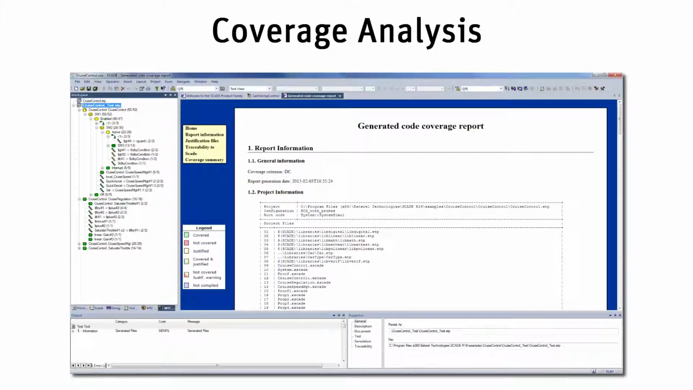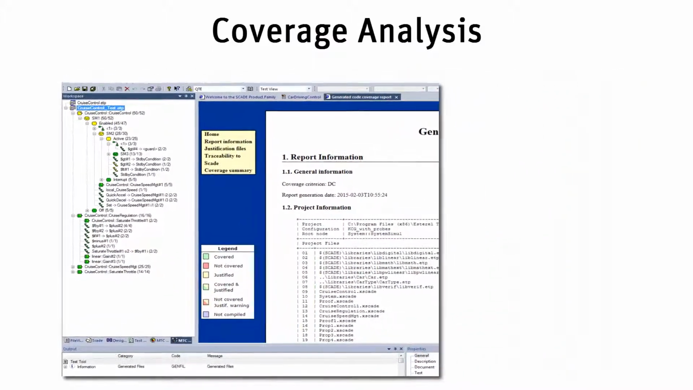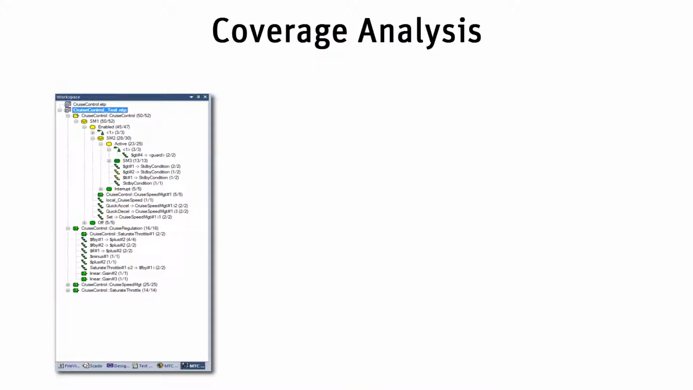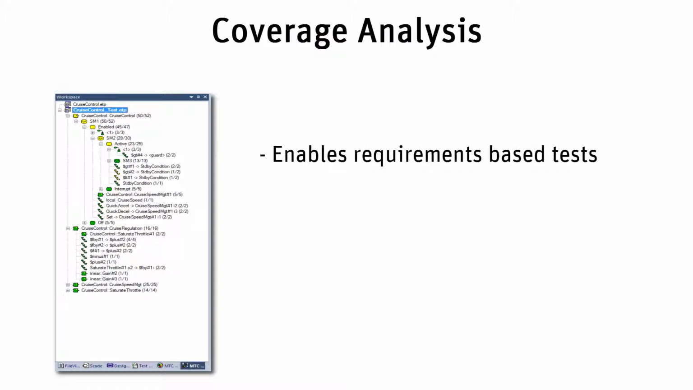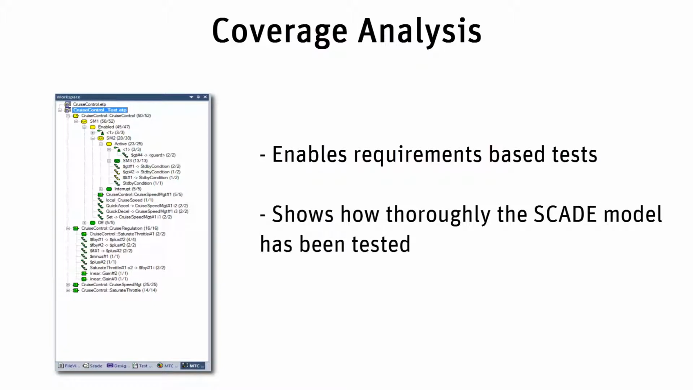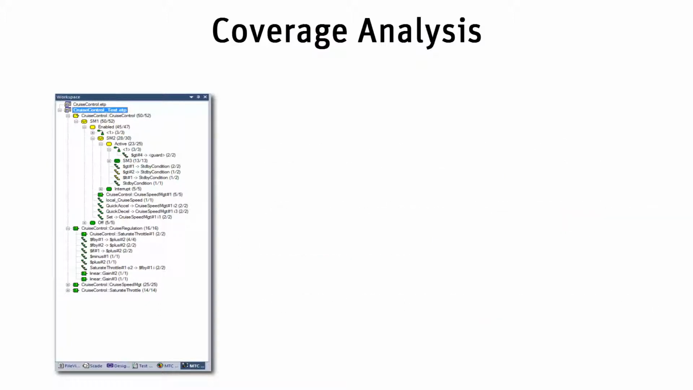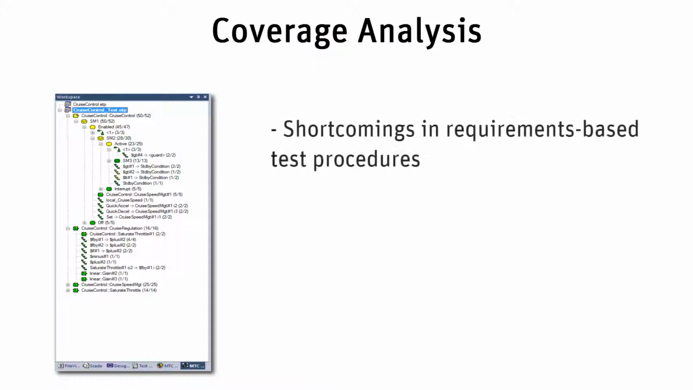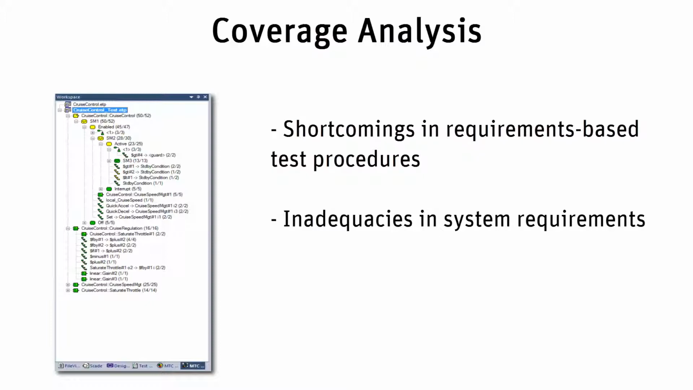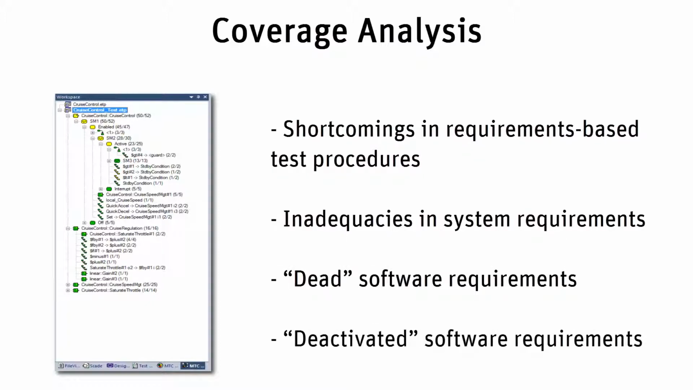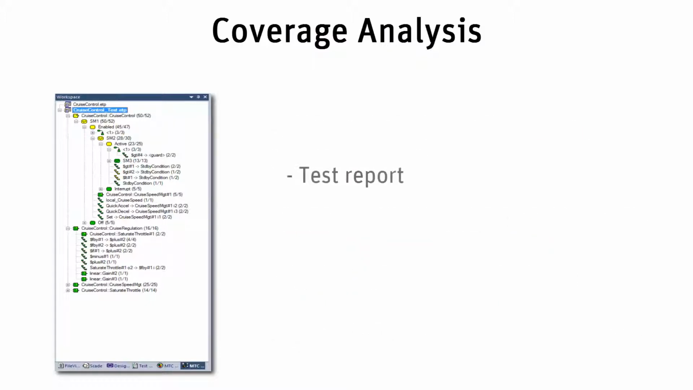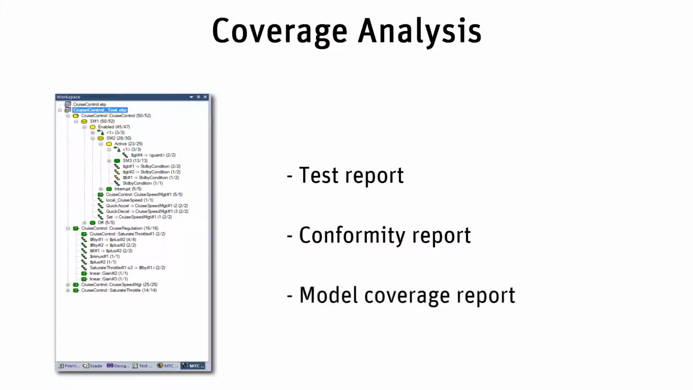MTC provides efficient integrated support of model coverage and code coverage measurement and resolution. The coverage analysis at model level enables requirements-based tests, shows how thoroughly the SCADE model has been tested, and demonstrates the role of each test case in covering operator instances of the SCADE model. It allows identification and resolution of all uncovered features and reveals shortcomings in requirements-based test procedures, inadequacies in system requirements, dead software requirements, or deactivated software requirements. The test report, conformity report, and model coverage report can be generated from the test environment with the use of the qualified reporter.